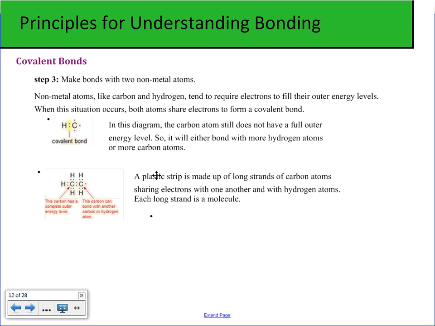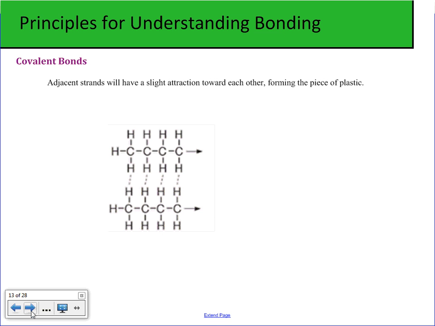A plastic strip is made up of long strands of carbon atoms sharing electrons with one another, and with hydrogen atoms, each long strand a molecule. So this just keeps going and going. This line segment represents the covalent bond formed by 2 atoms sharing a pair of electrons. Adjacent strands will have a slight attraction to each other, forming a piece of plastic. So it is this slight attraction which keeps all the plastic molecules aligned.